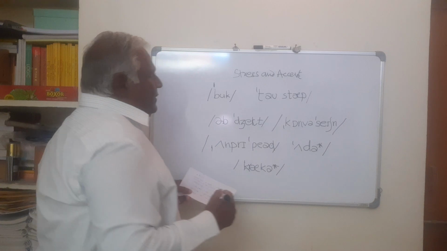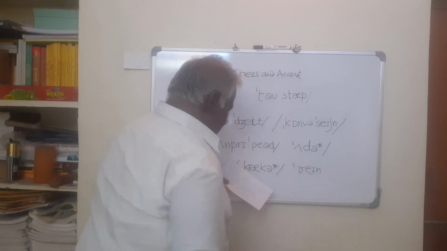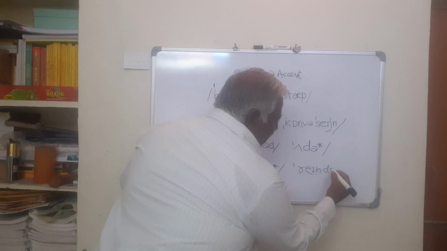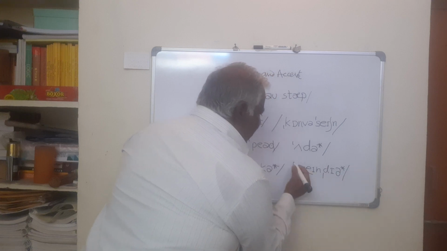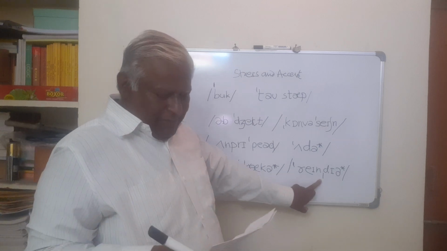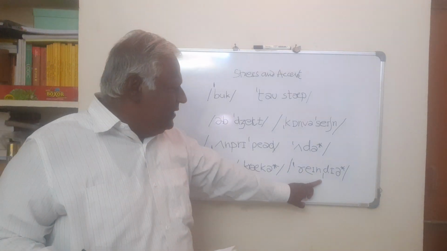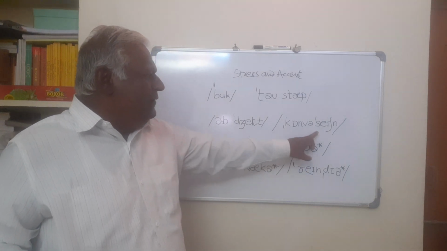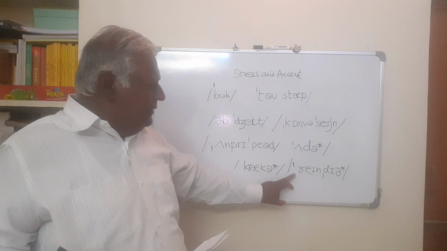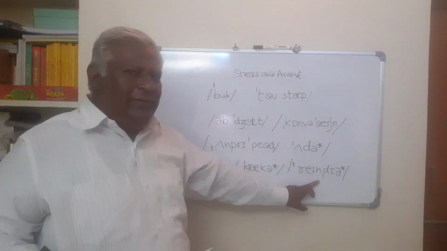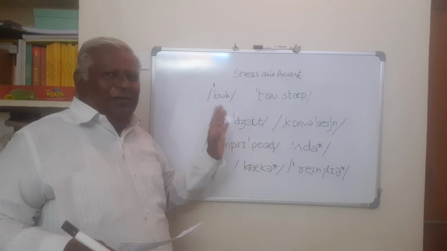Reindeer, for example: rein, deer, reindeer. This one is the primary syllable and this is the secondary syllable. This is high, this is low, or you can say up and below. In reindeer, the rain is high and the deer is low. Unprepared, you have to learn by heart.